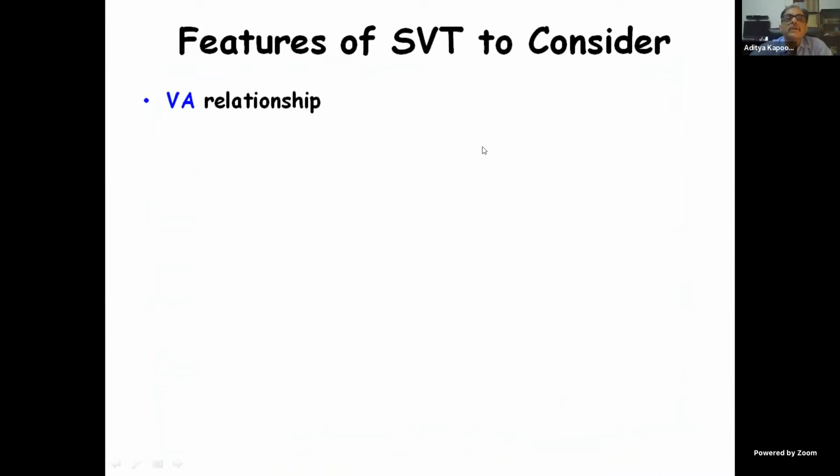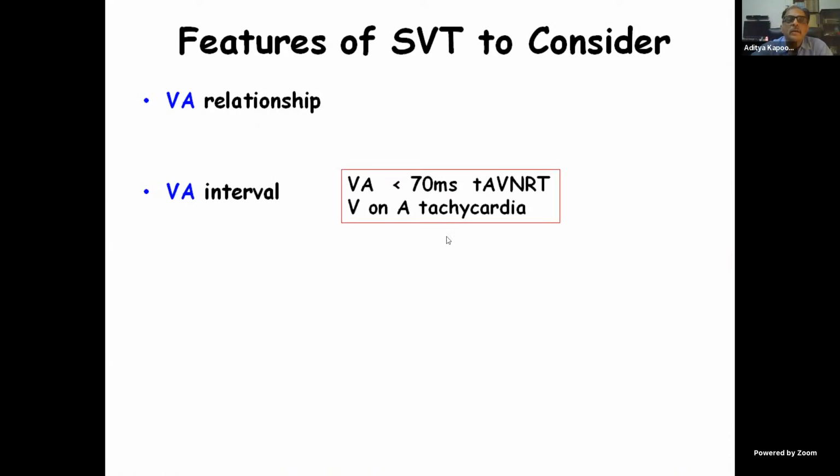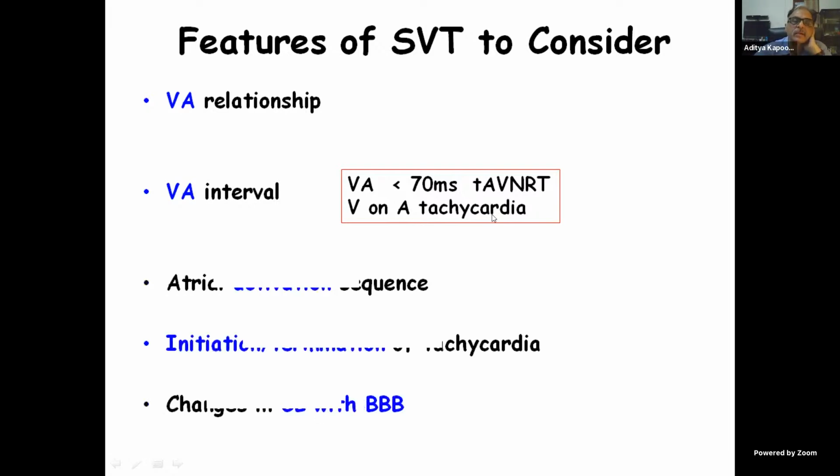So whenever we have a supraventricular tachycardia, what I would recommend is that you consider the VA relationship in the tachycardia. First of all, you see the VA interval. If the VA interval is very short, in a busy EP lab, good operators teach their students to look for a V on A tachycardia. If the A is following just over the QRS, it is suggestive of AVNRT. It's called a V on A tachycardia, with a very short VA interval.